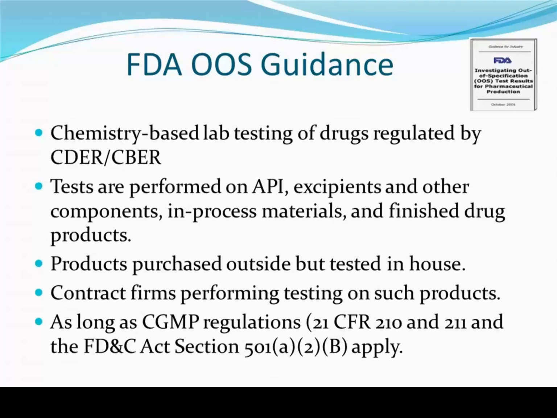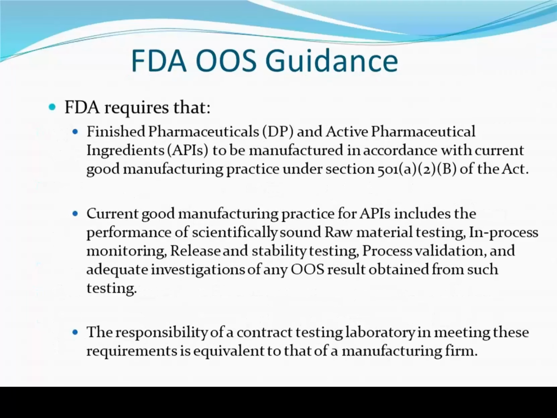It does apply to testing that is performed on active pharmaceutical ingredients, excipients, in-process materials, and of course, our finished drug products. It does apply to products that are purchased outside but tested in-house. Contract firms that may be doing your testing as a contract laboratory should also be following this guidance. The FDA does require that any of your drug products and your APIs are to be manufactured in accordance with the current GMP under Section 501 of the Food and Drug Act.